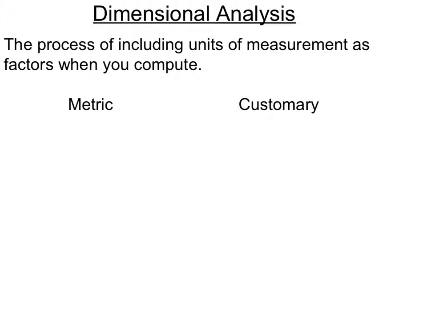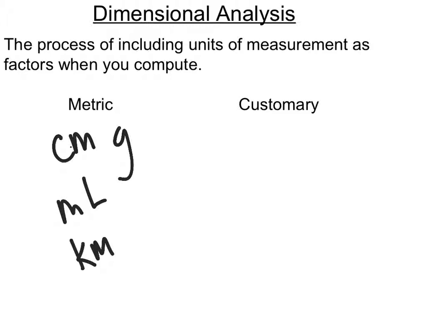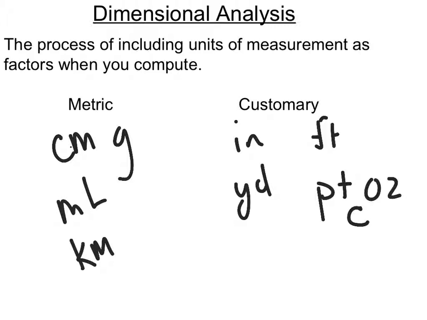We use units all the time in metric. We have things like centimeters and grams and milliliters and kilometers. Customary, you have things like inches and feet, yards. We have pints and ounces and cups that measure volume. We have pounds and tons that measure weight.